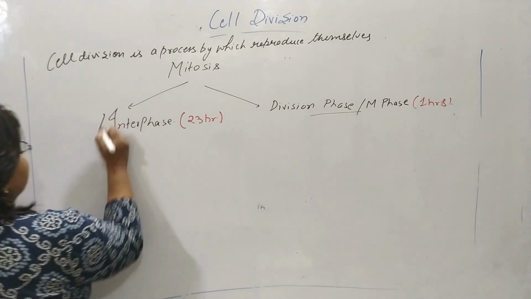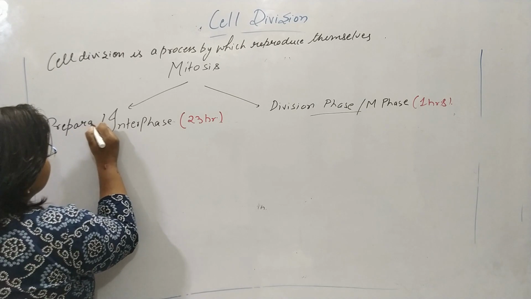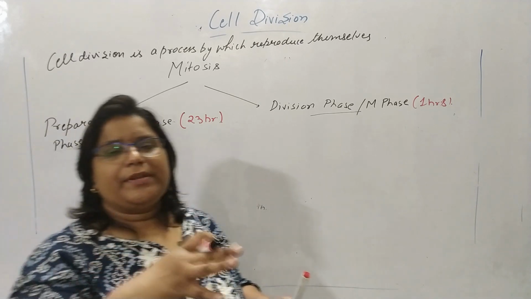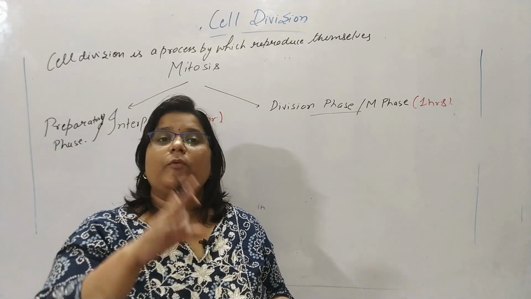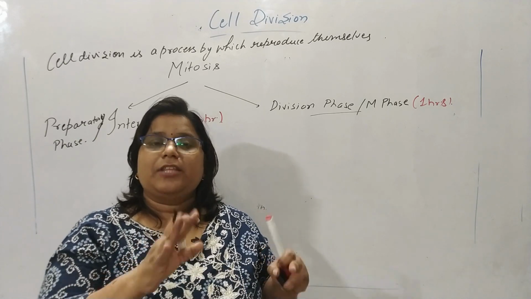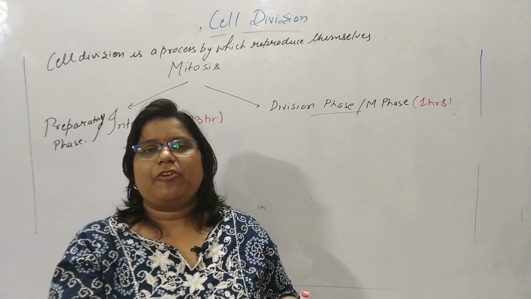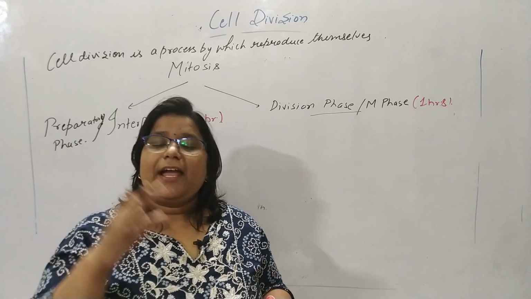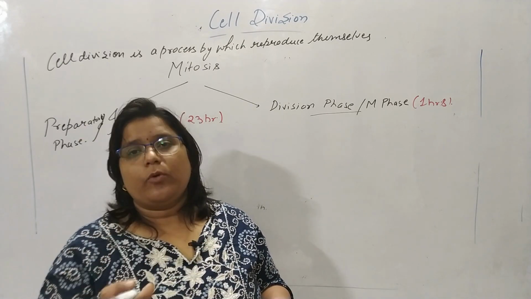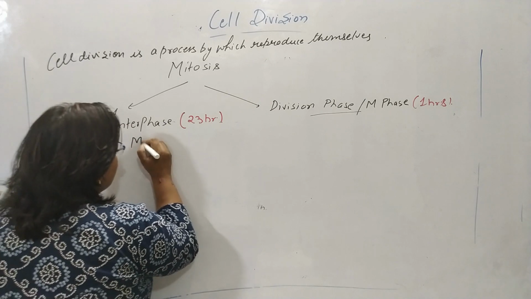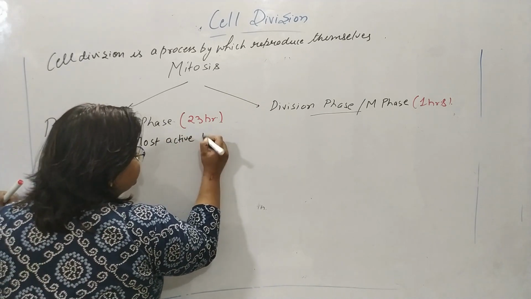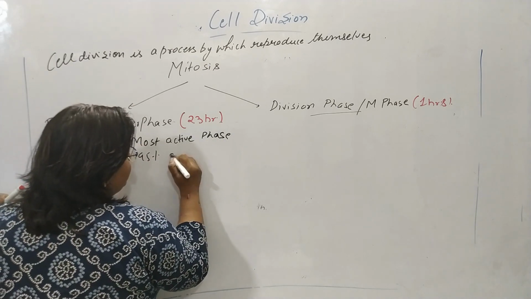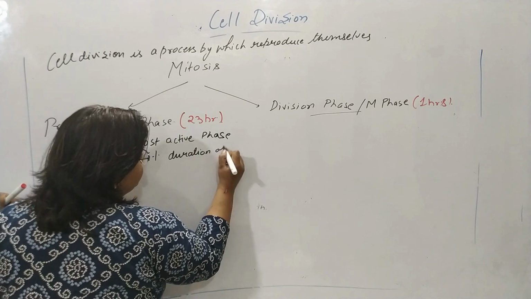The interphase is the preparatory phase, meaning all the preparations take place during this phase. It is very important to prepare the cell: DNA formation, centriole formation, and cell organelle formation. The cell has to do that preparation, so it takes more time. The interphase is the most active phase and takes 95% of the duration of the cell cycle.